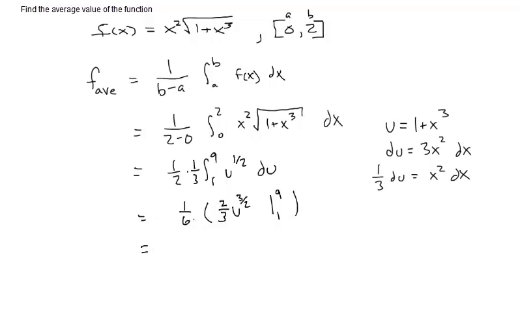And now I have 1/6 times 2/3, which gives me 1/9 times 9 to the 3/2 minus 1 to the 3/2. And when you put this into your calculator, you end up getting 26 over 9. So 26 over 9 is the average value of this function from 0 to 2.